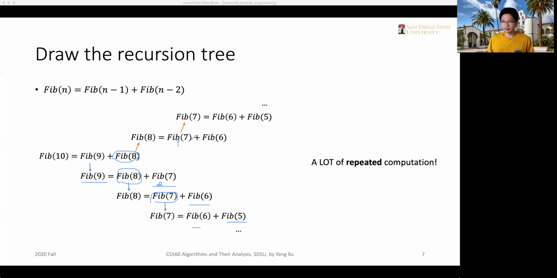So that's why if we implement the Fibonacci problem using this recursive style, it is not the ideal solution. Okay, it is actually a very inefficient implementation, a very insufficient solution.